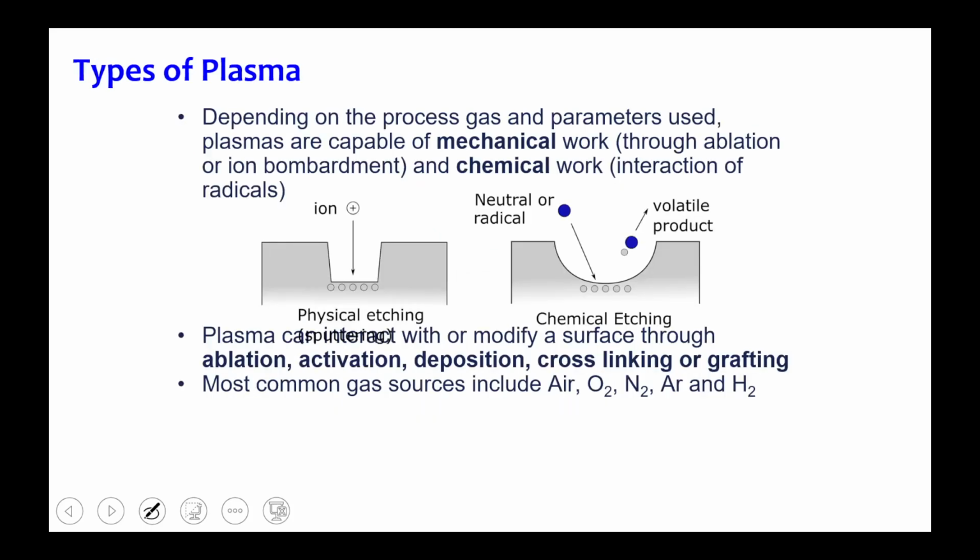See, these are the types of plasma, depending upon the process gases and parameters. Plasmas are capable of mechanical work through ion bombardment or chemical interaction with radiation. Either they remove it mechanically by force, or they react chemically with it, form some bonds and make some byproducts. Plasma can modify the surface through ablation, activation, deposition, cross linking or grafting.